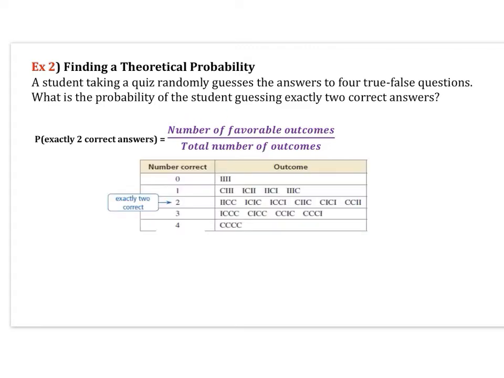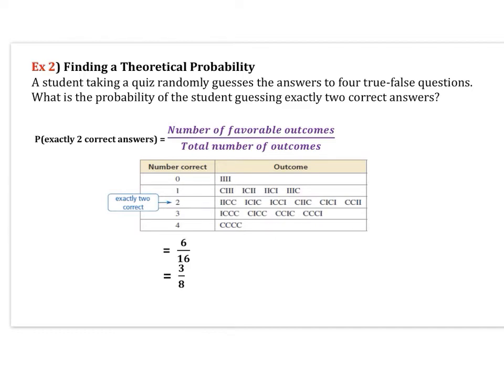Let's build a sample space. So your different combinations of number correct. We only have 4 questions. You could get 0 correct, 1 correct, 2 correct, all the way up to 4 correct. And then there's different positions where your correct and incorrect answer choices could be. You could have all incorrects, the first correct and then the rest incorrect, or the second correct and the rest incorrect, and so on. So create your entire sample space.